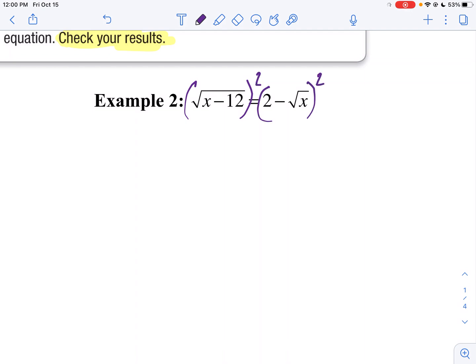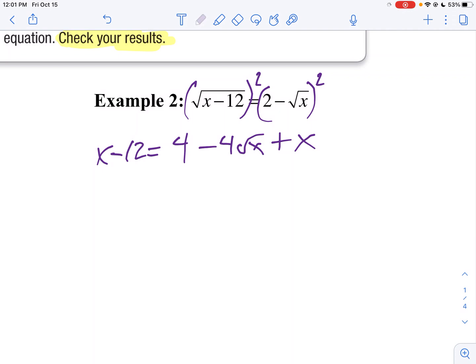So then we get x minus 12 equals, now when you square 2 minus x, you're squaring a binomial. So we're going to get 4, because 2 squared is 4, minus 4 square roots of x, because you have negative 2 square roots of x and negative 2 square roots of x, which gives us negative 4 square roots of x, and then plus x. Now, let's combine our terms. Well, there's nothing really to combine.